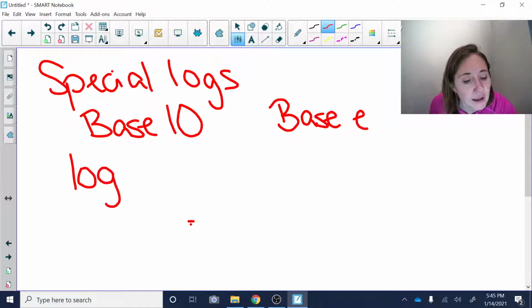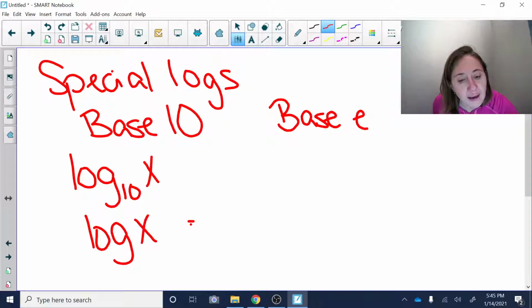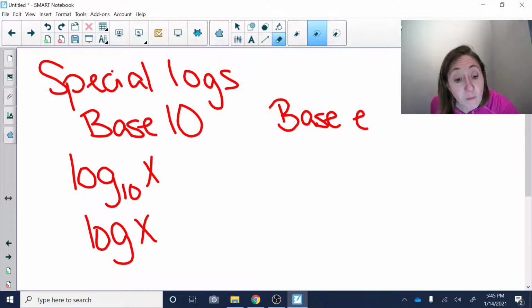You would think we would just write log base 10 of x if we wanted to find something. But mathematicians, you know how they are. They don't like to write more than is absolutely necessary. Well, 10 is the most common one. So if I just put log of x and I don't put a base, you just assume I'm talking about log base 10. Okay, if I don't say otherwise, it's a 10.